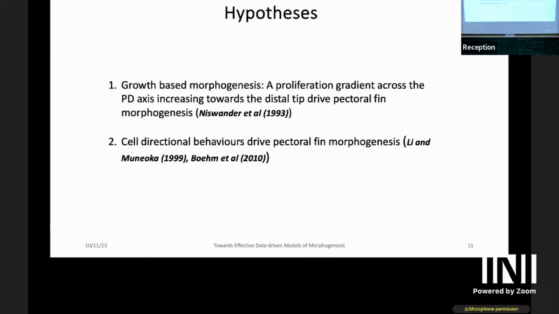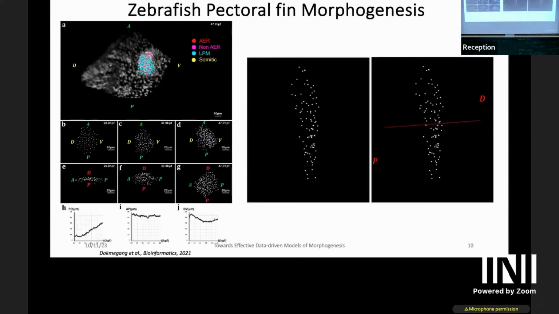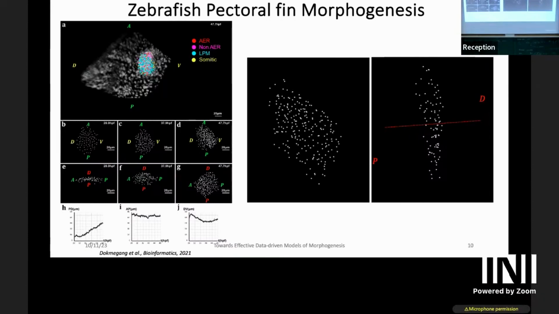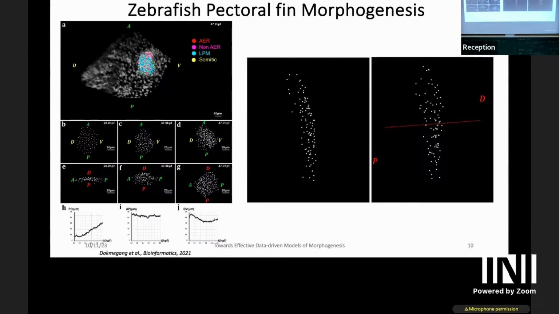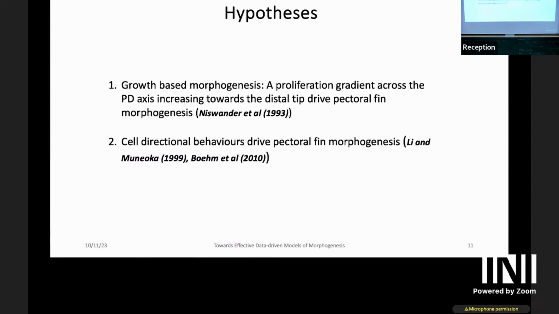That's what we're going to test. I can run it again. It's not clear whether we see that, but that's what we're going to test. There is some proliferation for sure. In the previous example, there was no proliferation, and also no active movement, no migration from one side to another.